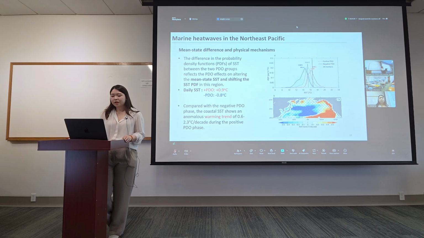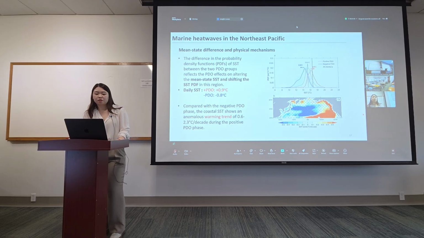First, we decide to look at the SST trend, the difference of the SST trend between the positive and the negative PDO groups. The results show a clear coastal warming signal in the Northeast Pacific coast during the positive PDO phase, with an anomalous warming rate of about 0.6 to 2.3 degrees Celsius per decade. Our next question is, what physical processes drive this coastal warming under the positive phase?